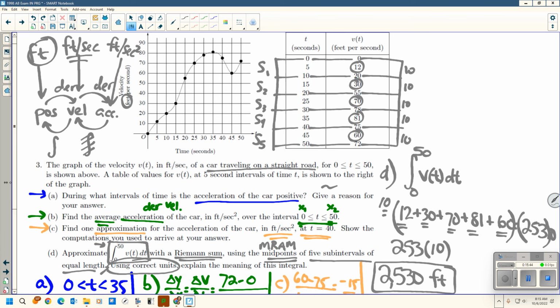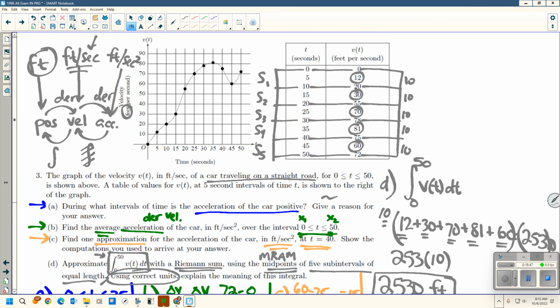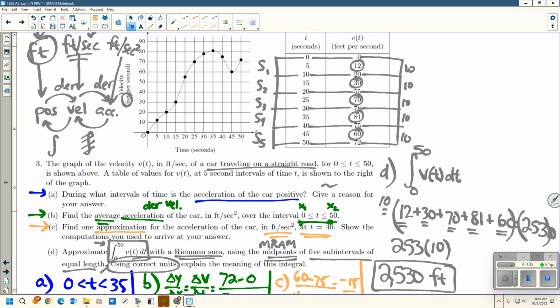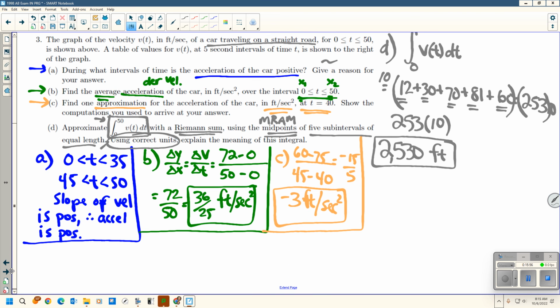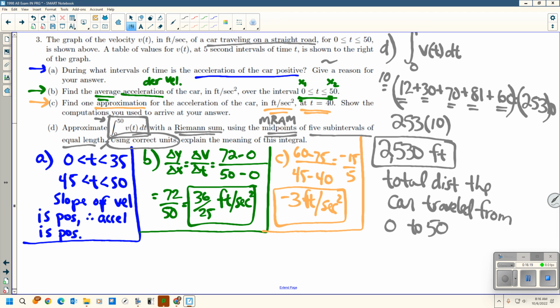So if the car was traveling in feet per second in velocity, and we move backward, we're just talking about the feet that the car moved, or the distance. So I would say this is the total distance the car traveled from, and let's be specific, 0 to 50 seconds. And that is a great explanation. And we're done.